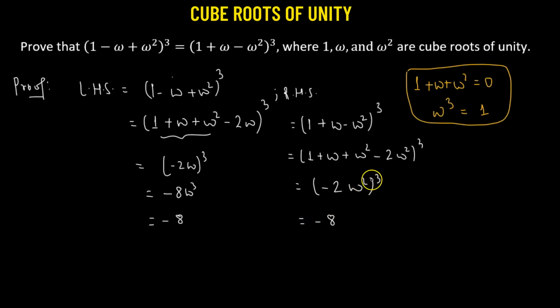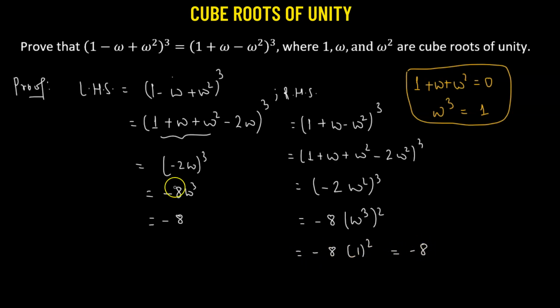Now we have (ω²)³, which is also (ω³)², meaning exactly the same thing. So that ω³, we know the value is equal to 1, which leaves us with −8 times 1 squared, and 1 squared is simply 1.